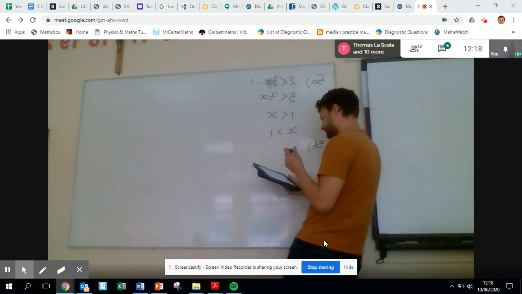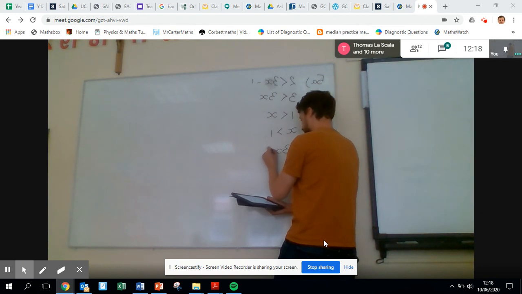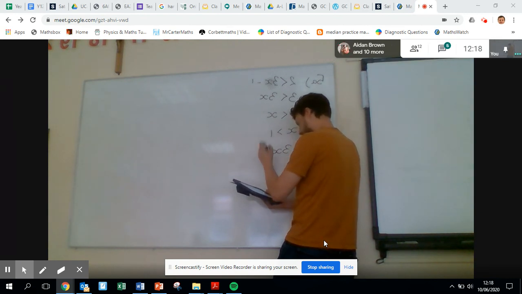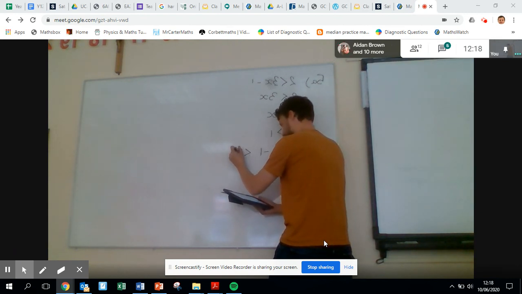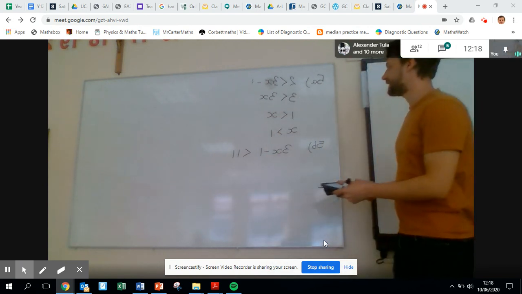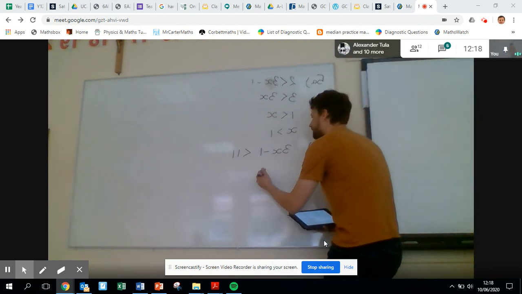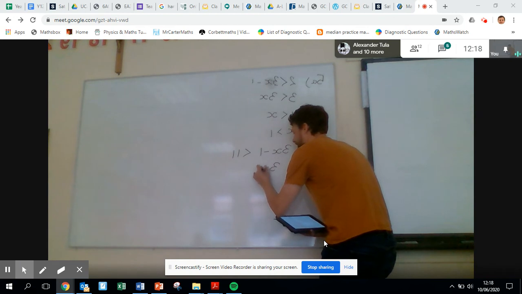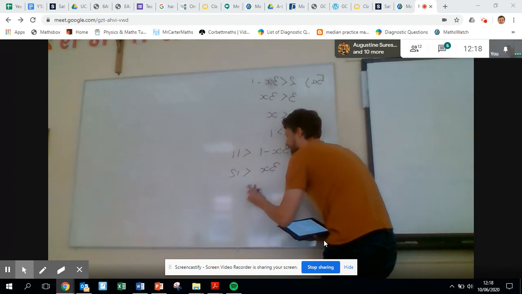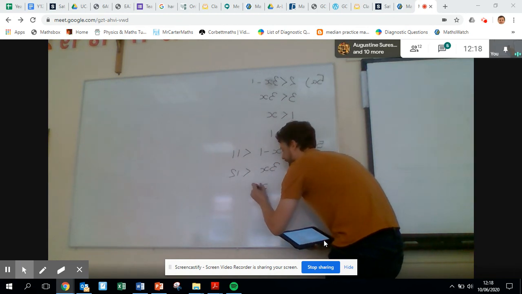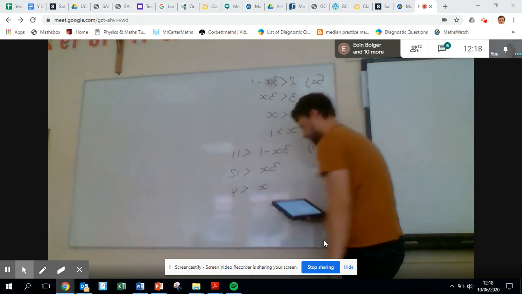Right, 5B. 3x minus 1 is less than 11. So we're going to add 1 to both sides. 3x is less than 12. Divide both sides by 3. x is less than 4.